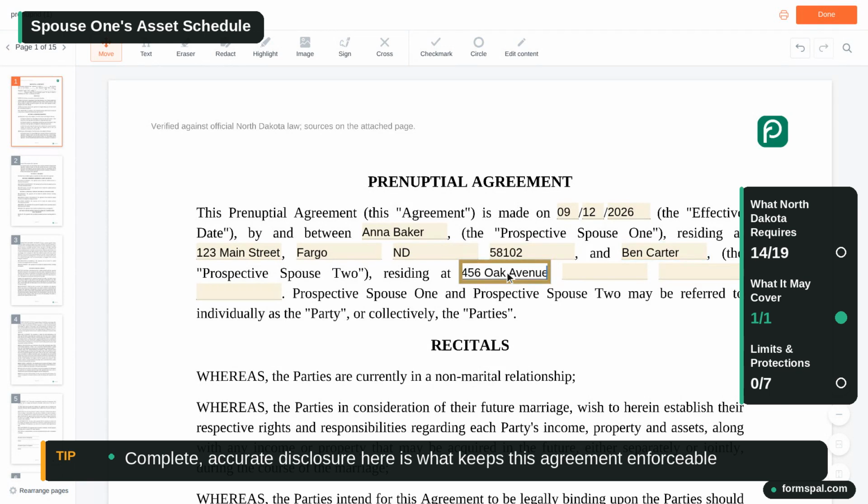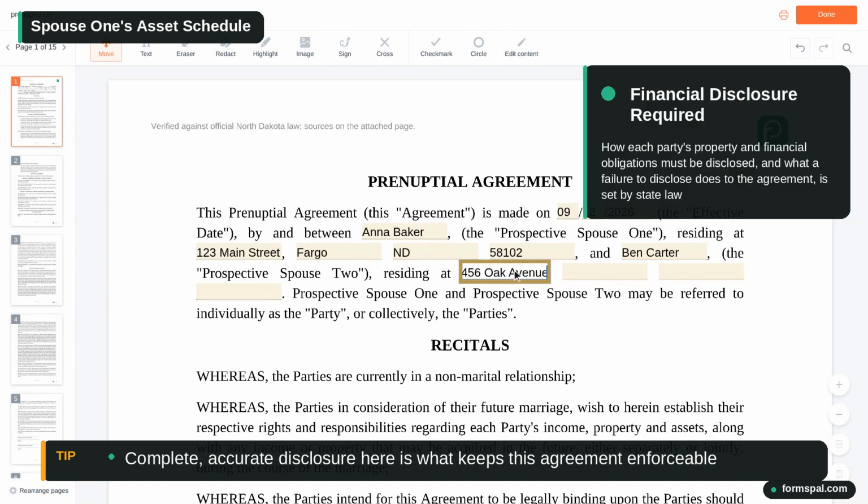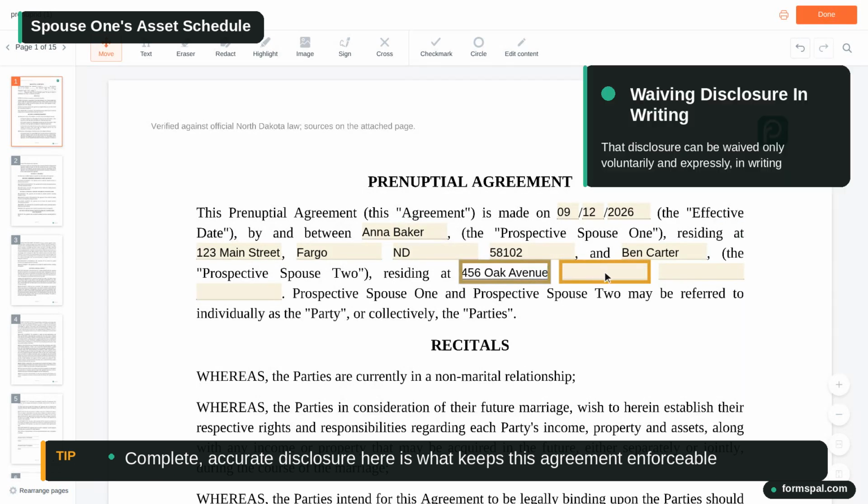The attached schedule lists each person's finances. Spouse 1's copy shows a bank account, a car, and some jewelry as examples. State law sets how each person discloses what they own and owe, and what happens to the agreement if they do not. That disclosure can be waived only if the person does it voluntarily and expressly in writing.